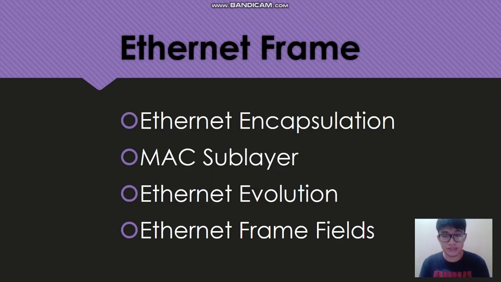Let's start with the Ethernet frame and Ethernet encapsulation. Ethernet is the most widely used local area network technology today. Ethernet operates at the data link layer and the physical layer. It is a family of networking technologies defined in the IEEE 802.2 and 802.3 standards. Ethernet supports data bandwidths of 10, 100, 1000, 10,000, 40,000, and 100,000 Mbps.